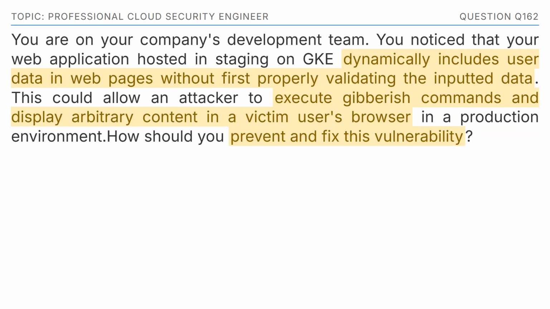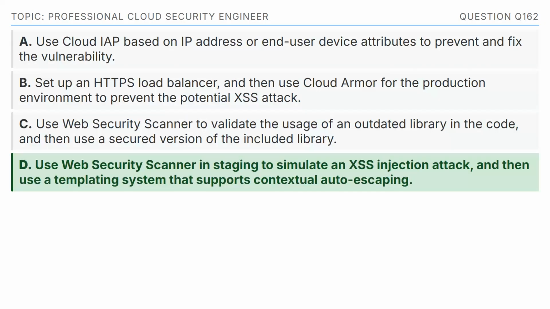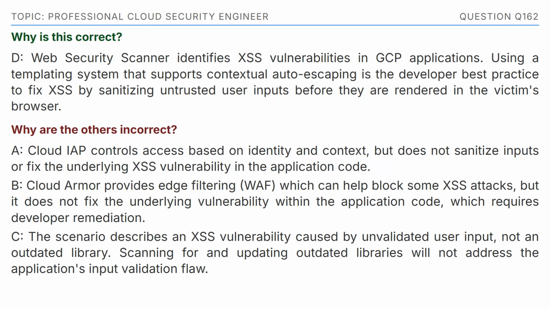To arrive at the correct answer, we focus on the keywords. Dynamically includes user data in web pages without first properly validating the inputted data, execute arbitrary commands and display arbitrary content in a victim user's browser, prevent and fix this vulnerability. The correct answer is option D, use Web Security Scanner in staging to simulate an XSS injection attack, and then use a templating system that supports contextual auto-escaping. Why is this correct? D.